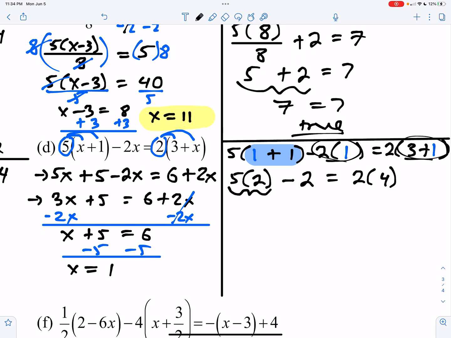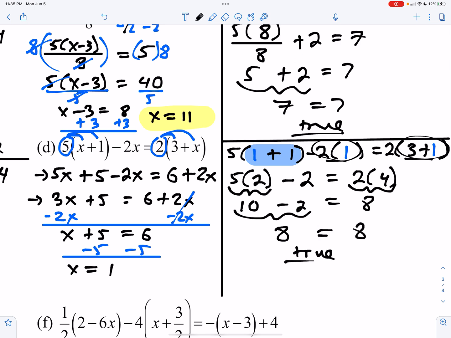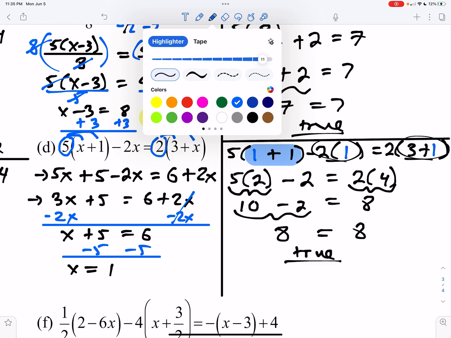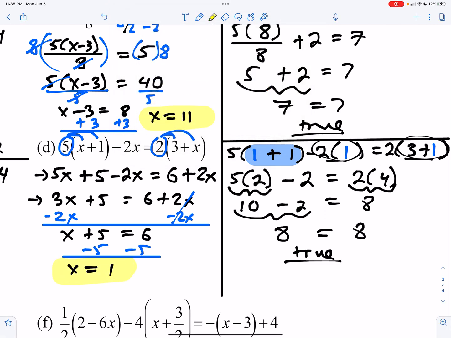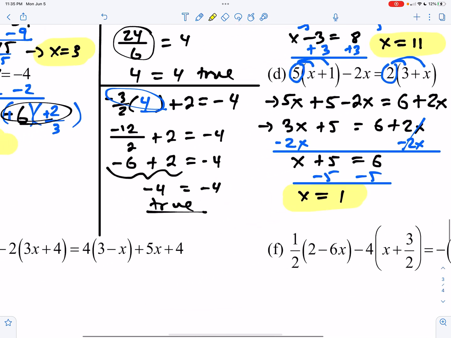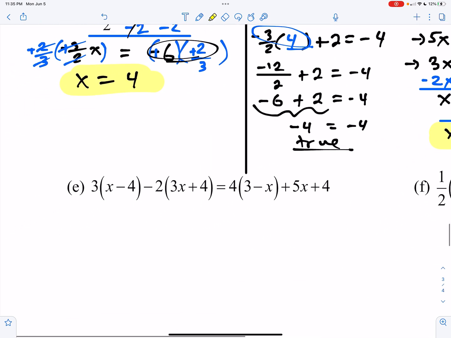So taking a look at this part here, we have 5 times 2 is 10, minus 2 equals, and then we have 2 times 4 is 8. Over here, we have 10 minus 2 is 8, which equals 8. That is a true statement telling you that x equals 1 is the solution to part D. Okay. Now in part E, kind of the same really.